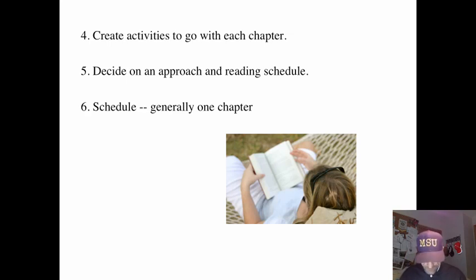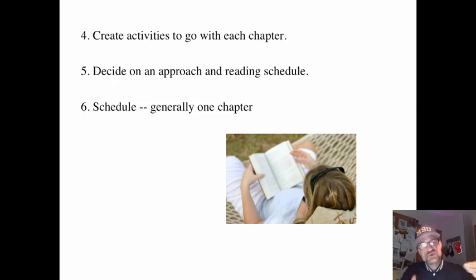Step number 4, create activities to go with each chapter. You have some pre-reading, but mostly post-reading activities. This is where you incorporate art and drama and Bloom's taxonomy with the action words and Sternberg's triarchic theory and Gardner's ideas of multiple intelligences and thinking skills.